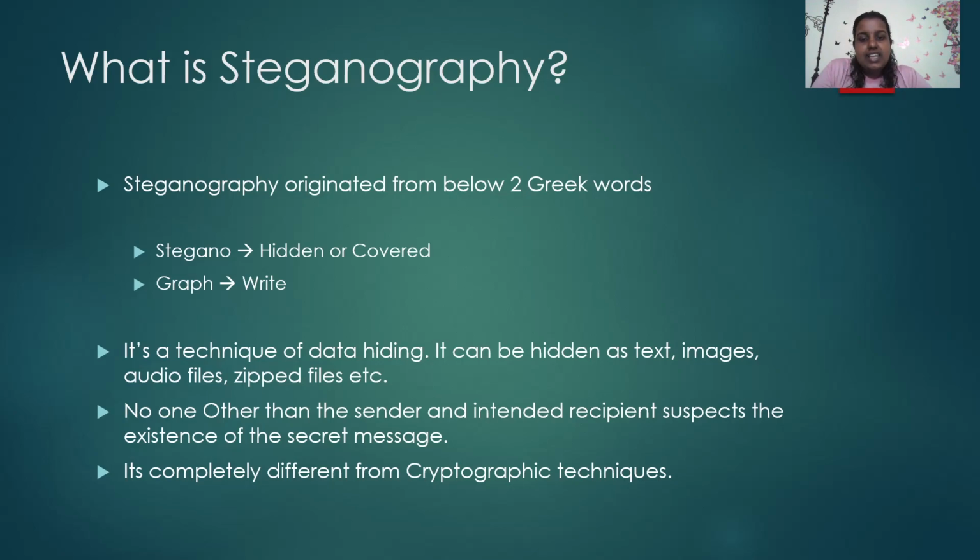Based on the cover medium, we divide steganography into different kinds of techniques, like image steganography, video steganography, audio steganography, white space steganography, text steganography. Like that, different categories are there under steganography. It is basically used for hiding a secret image behind another, secret data behind another file, so no one other than the sender and the intended recipient suspects the existence of the secret message.